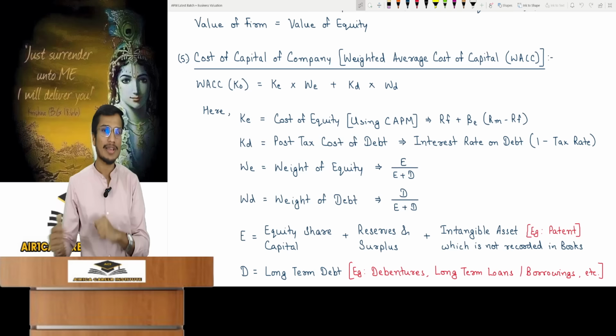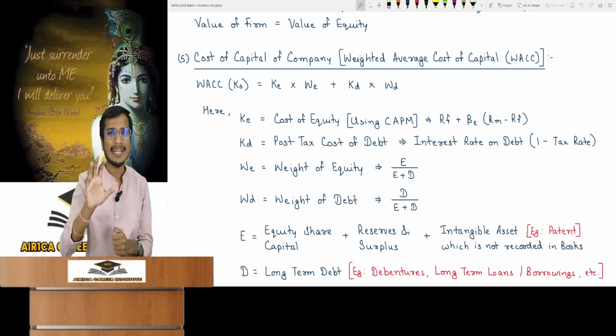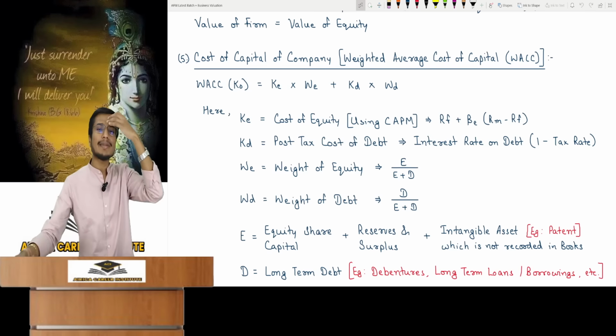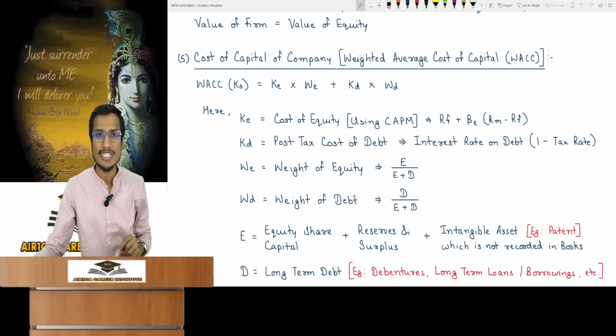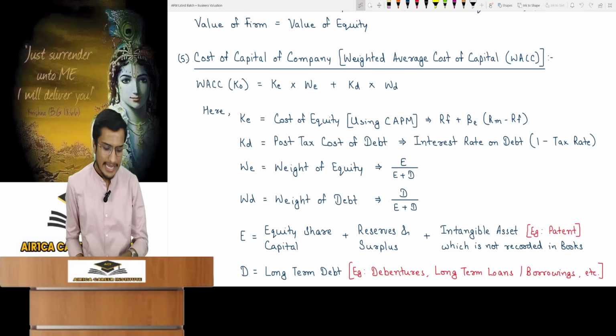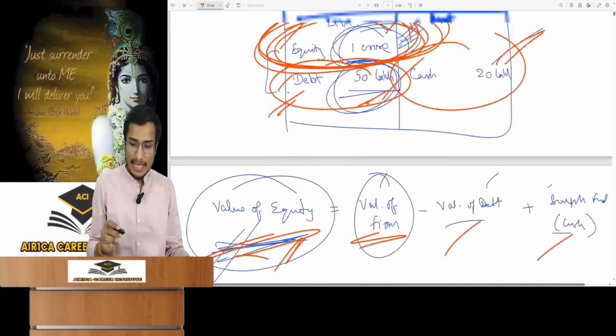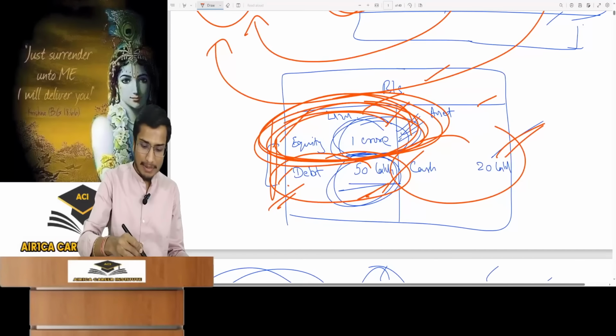This is your total capital cost. If we add KE plus KD, we will get the overall WACC. In KE plus KD, you have just simply added them, whereas cost is in terms of percentage. You cannot simply add them. Why can't we simply add them? Look carefully. Let's revisit the example that was just presented.